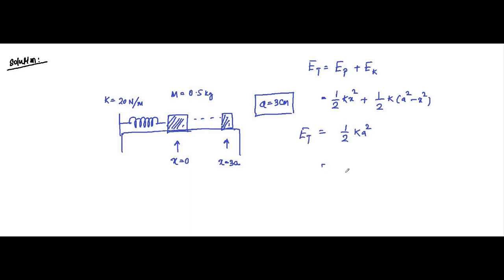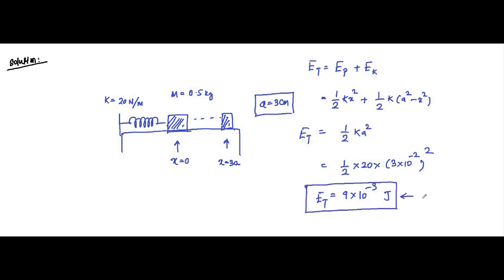We simply have to substitute A with 3 centimeter, that is 1/2 into k, 20, into 3 into 10 to the power minus 2, converting it into meter. So it becomes 9 into 10 to the power minus 3 joules. This is the total energy, which is always constant throughout the SHM motion, which we have discussed many times in the previous questions too. Next, in the same bit, it is asked to find the maximum speed.